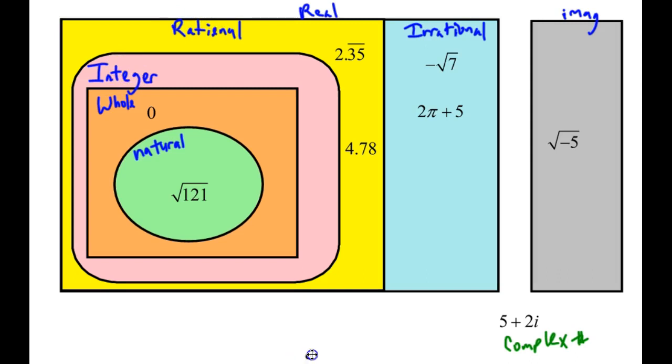And then this is one of the more famous ones we'll learn about later in the year. It's an irrational number, kind of like pi. It's called Euler's number, e. So that's kind of a neat one we'll learn more about later.